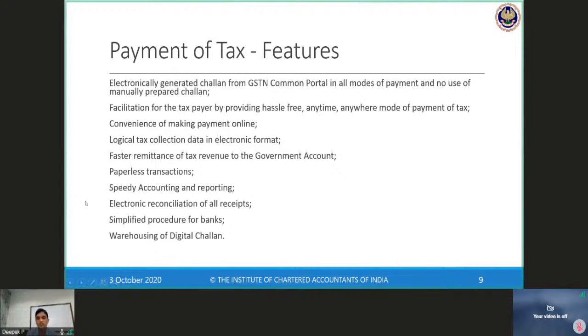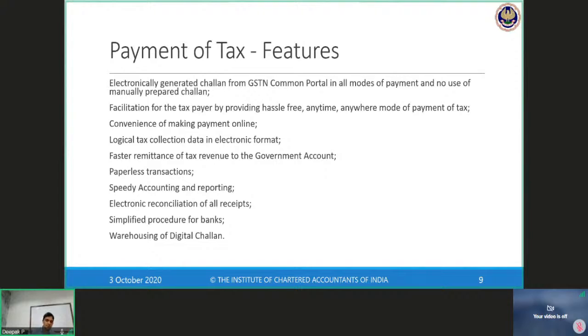Faster accounting and reporting, because payment happens online, so everything is in a speedier manner. Electronic reconciliation of all receipts. Reconciliation also happens of the receipts. So you have something called a CIN, Challan Identification Number. We will see how it works. The Challan Identification Number comes in, and the reconciliation also happens in a faster manner.